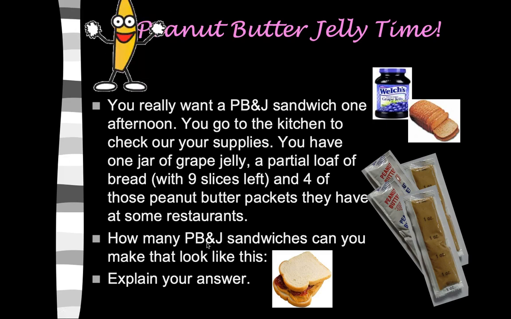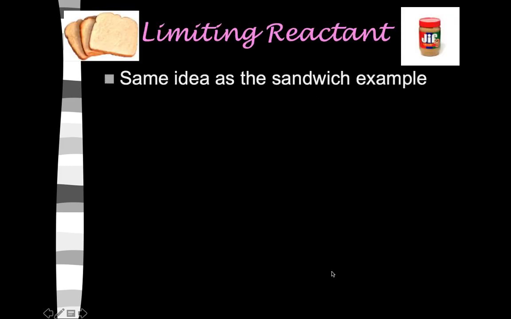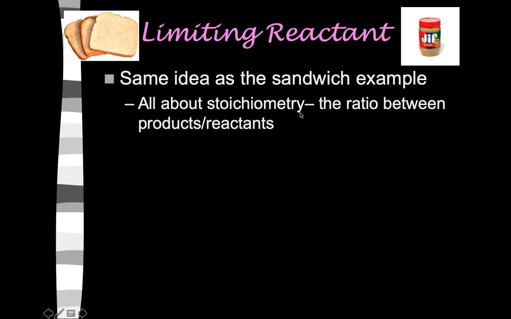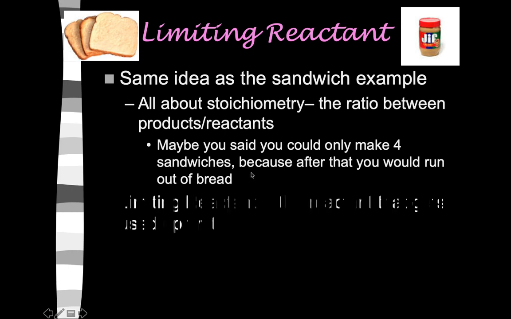That idea of how much stuff do I have and what can I make from it, even though that sounds like just kind of normal stuff you do all day, that is stoichiometry. And running out of something is the new idea today called limiting reactants. So just like that sandwich example, the idea here is that it's the ratio between what you're making and what you have available. So we already talked about this. So maybe you said you can only make 4 sandwiches because after that you would run out of bread, because you would only have 1 piece of bread left and you can't make a full sandwich with only 1 piece of bread left. Or again, you could have used the peanut butter example too.